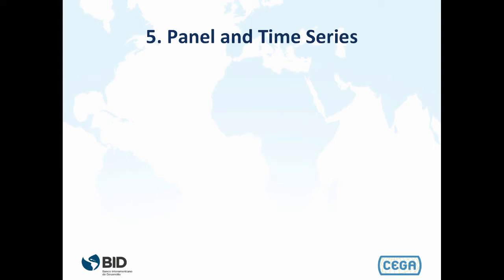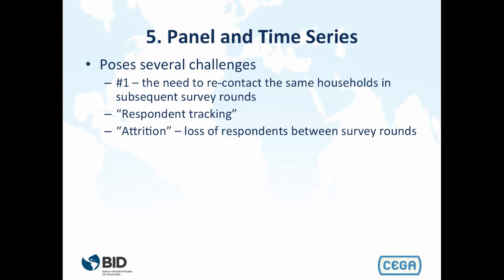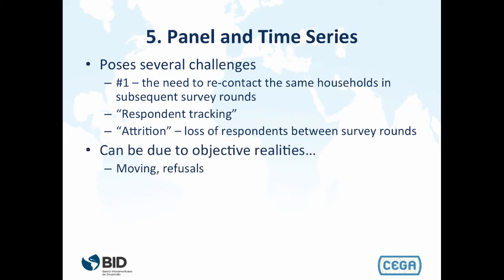Fifth brings us to panel and time series surveys. These pose several challenges. First, we really need to build into the survey the ability to recontact the same households, the same individuals over time, depending on the number of rounds expected to be required for the study itself. This requires substantial methods for respondent tracking, such as inclusion of GPS coordinates, phone numbers, and other ways of contacting the respondents over time. Our goal here is, of course, to reduce attrition, which is the loss of respondents between survey rounds. The reason we could experience attrition could be due to objective realities, such as the household or the respondents have moved or simply are refusing to participate in the study in subsequent rounds.